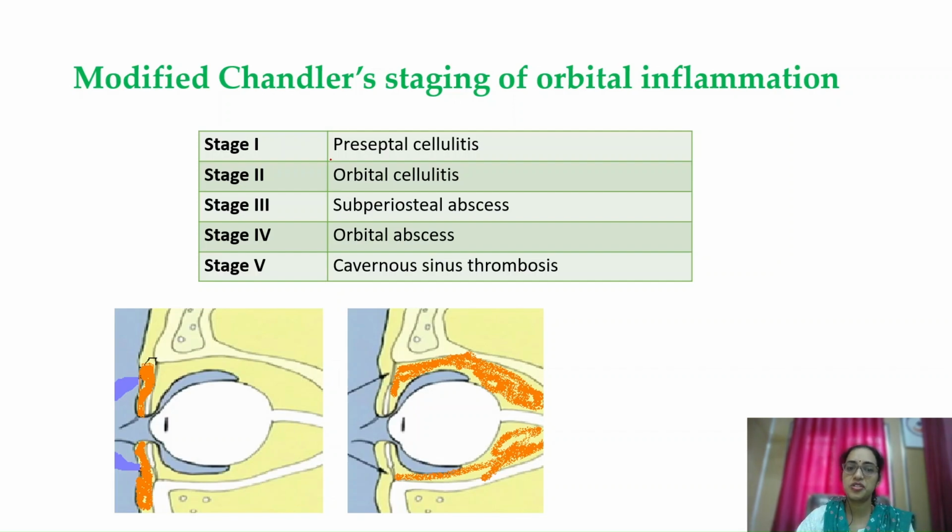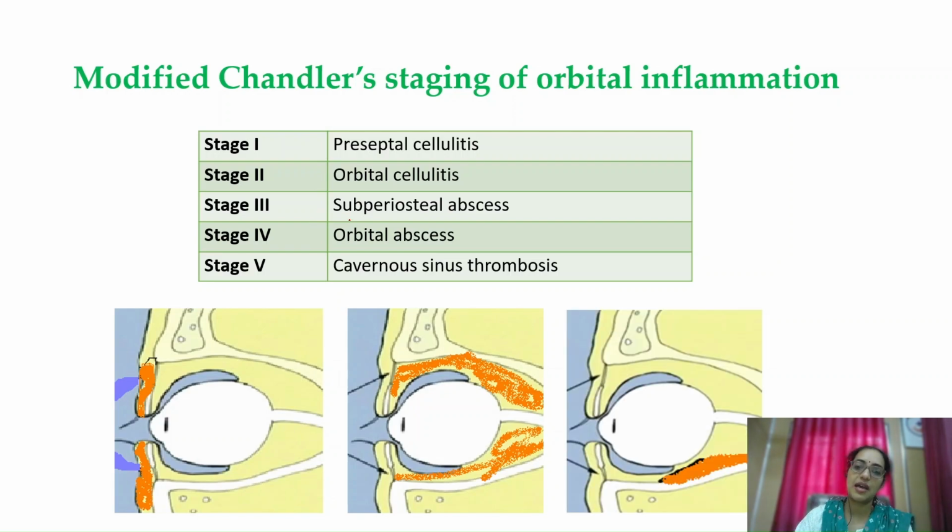Then there is formation of abscess, which is stage 3. So there is a subperiosteal abscess like you can see here. And stage 4 is formation of abscess within the orbit. Okay. And stage 5 is cavernous sinus thrombosis.